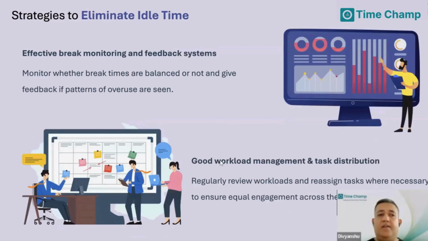Another thing that we look at is effective break monitoring and a feedback system. You go on a break, I go on a break, somebody has to monitor, not necessarily always, but if breaks are exceeded on a regular basis by many people, it impacts. So monitor whether break times are balanced or not, and give feedback if patterns of overuse are seen. You always see a pattern. What action you take after seeing the pattern is up to you, but it is absolutely necessary to have some visibility into the pattern, and that is where a monitoring system is definitely required. Good workload management and task distribution.